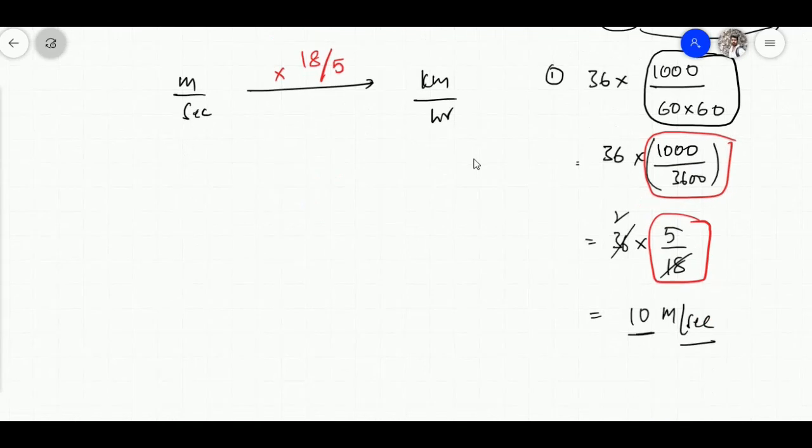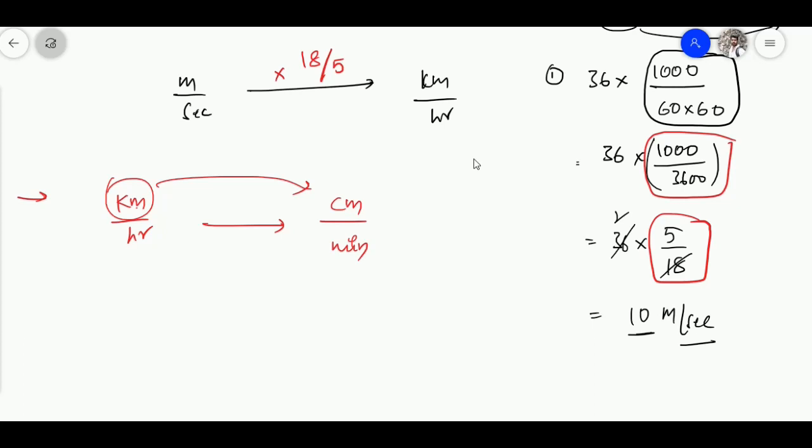So let's go with another simple conversion, like kilometer per hour to meter per minute, or make it harder, centimeter per minute. So 1 kilometer equals how many centimeters? First 1000 meters, 1 meter again gives 100 centimeters, and 1 hour equals how many minutes?